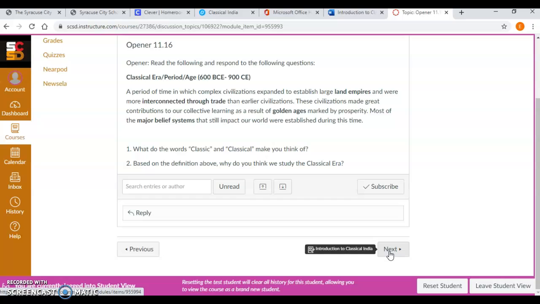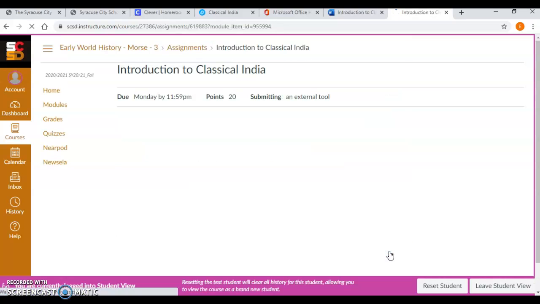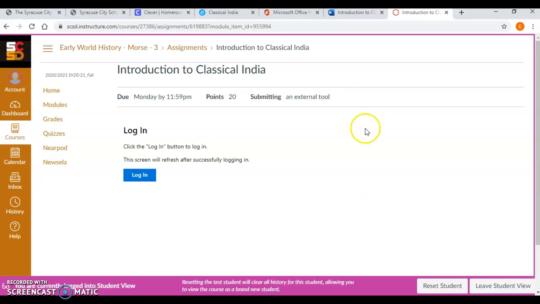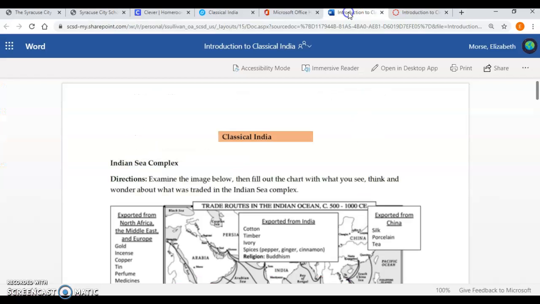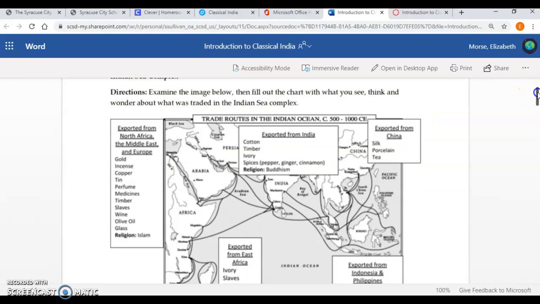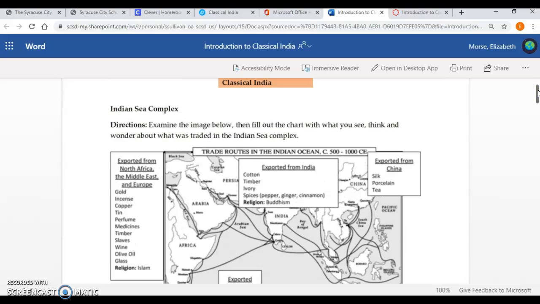Then you're going to go to next, and you're going to work on this Introduction to Classical India worksheet. It looks like this when it loads for you, but remember, when I'm in my teacher account logged in as a student, it won't load my documents. This will load for you, and if not, you can send me a text or an email and I can fix it for you.